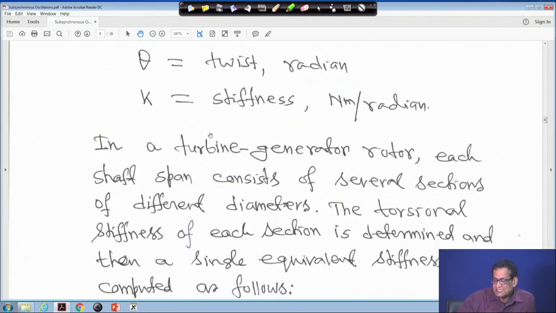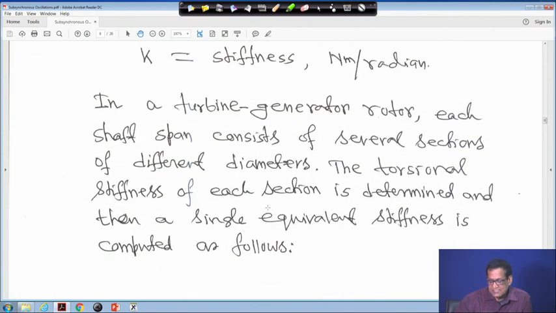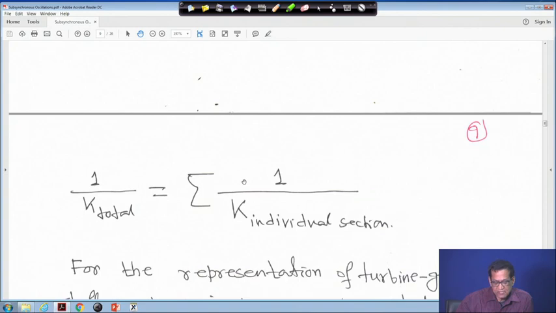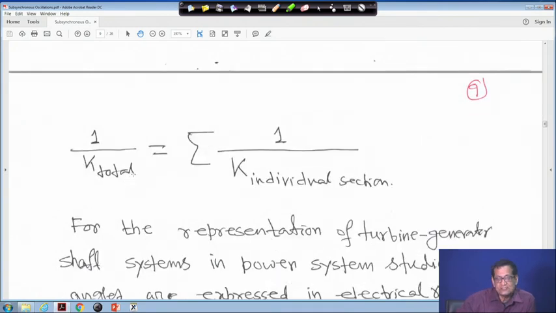In a turbine generator rotor, each shaft span consists of several sections of different diameters. The torsional stiffness of each section is determined and then a single equivalent stiffness is computed as follows. 1 upon K total, that is the total stiffness, is equal to sigma of 1 upon K of the individual sections.